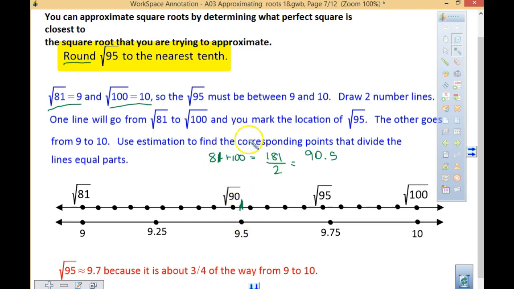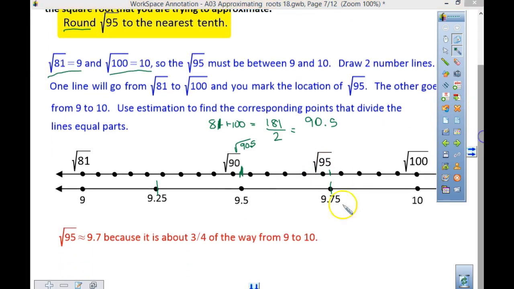So this is right above 9.5. We were trying to find the square root of 95. If this is the square root of 90.5, it has to be more than that, right? So then we're going to go, okay, let's break it into fourths. Here's 9.25, here's 9.75. What's halfway between 90 and 100? 95, right? So it has to be just a little less. So here's 9.5. We might say that this is at 9.7 because it's 3/4 of the way between 9 and 10.